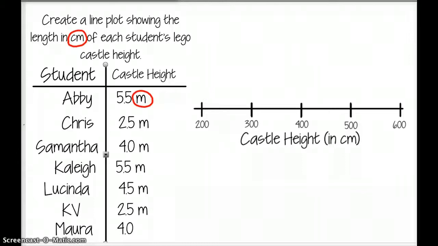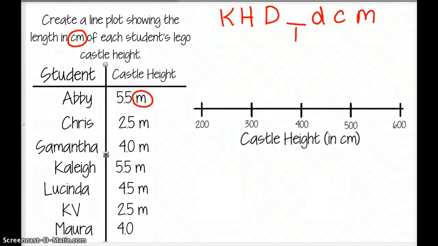So let's think about one of our last lessons. Our dear King Henry, right? King Henry died drinking chocolate milk. Remember, King Henry died drinking chocolate milk. We're starting right at meters, right? Right here. And we want to go to centimeters.